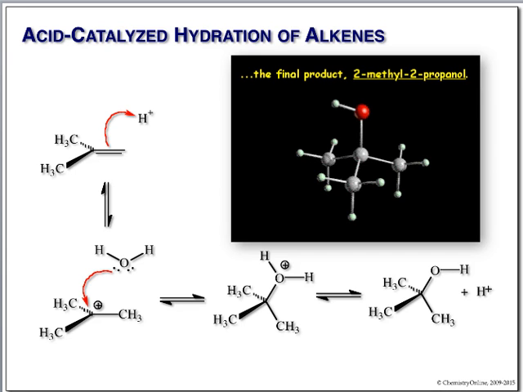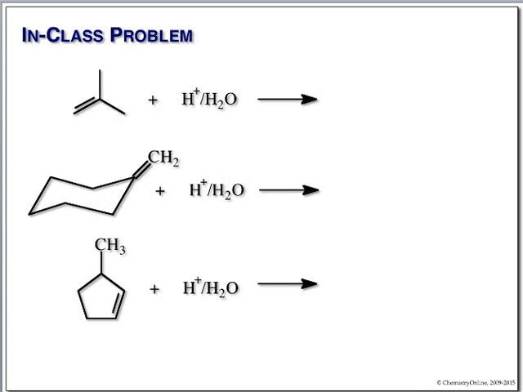So, from your standpoint, when you see H plus H2O, think basically the same thing as HBr or HCl. Except, instead of adding the halogen, we're going to add the hydroxyl group to the carbon that gives us the most stable carbocation. And here's what they look like. Quickly jot down products for these reactions.